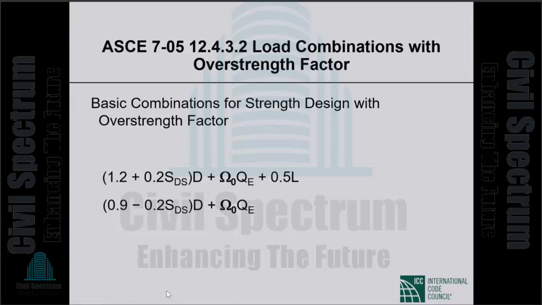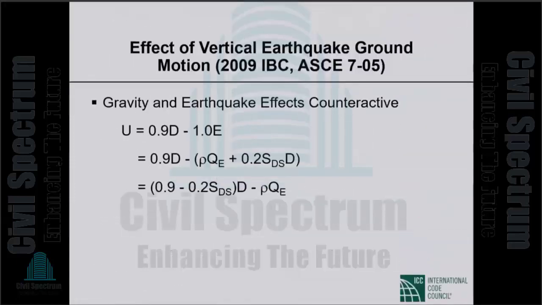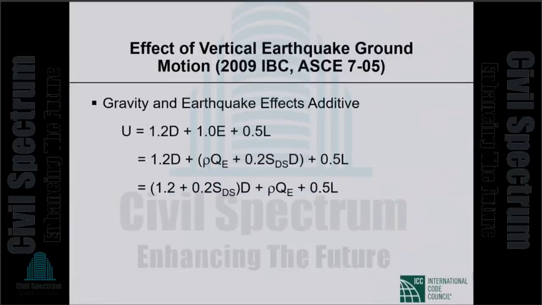This omega sub 0, the so-called overstrength factor, is 2, 2.5, or 3. So in the design of particularly vulnerable members, like a column supporting discontinued shear walls, we use these load combinations with overstrength factor.